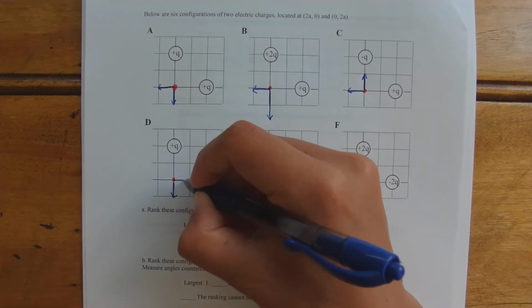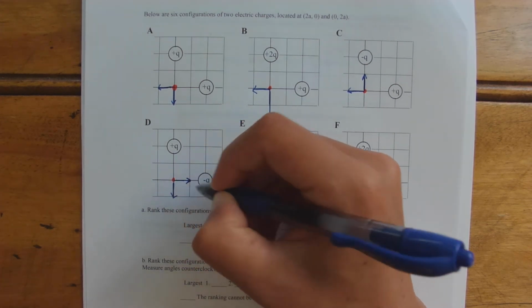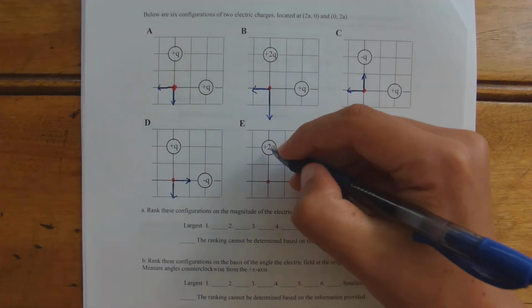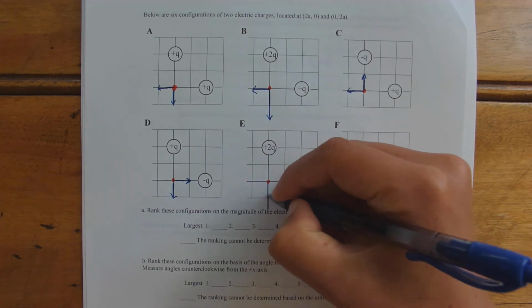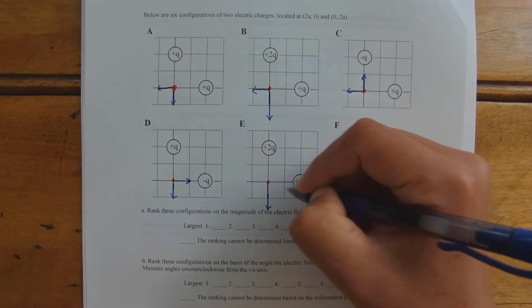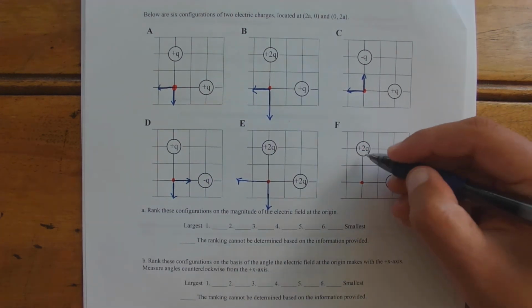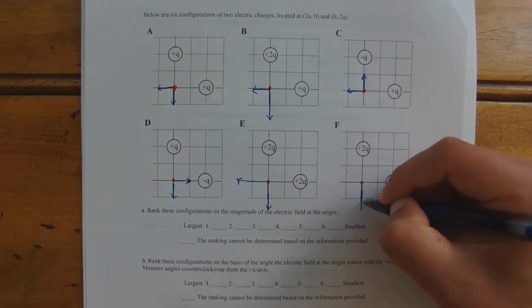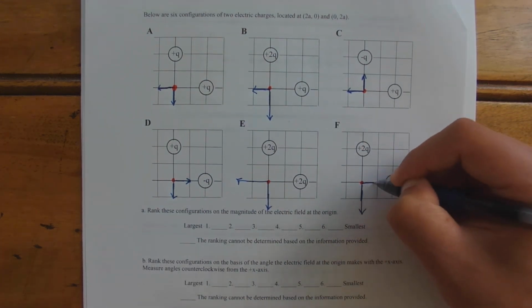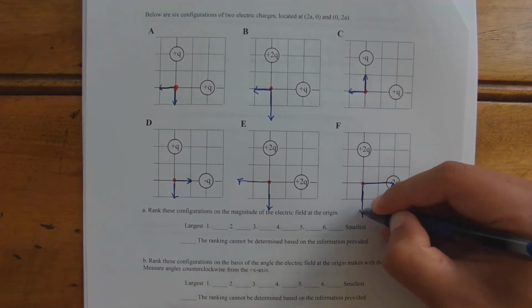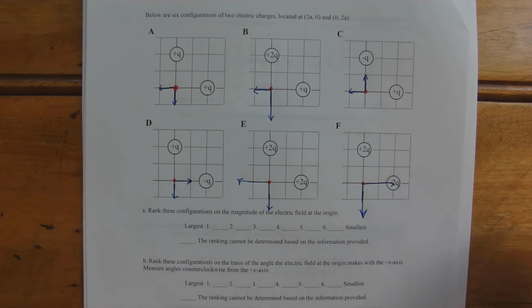This is a negative charge, so the electric field points towards, and it's 1 block because the magnitude of the charge is q. This is plus 2q, so that points 2 blocks down. This is plus 2q, so that points 2 blocks away. This is plus 2q, so that points 2 blocks down. This is minus 2q, so that points 2 blocks towards. I don't think I got the scale quite right there. We'll make that one a little longer.